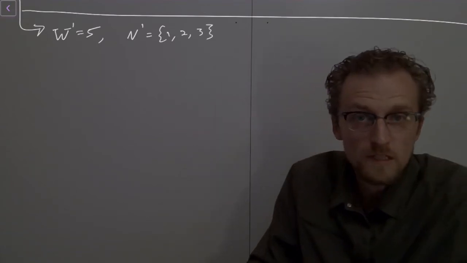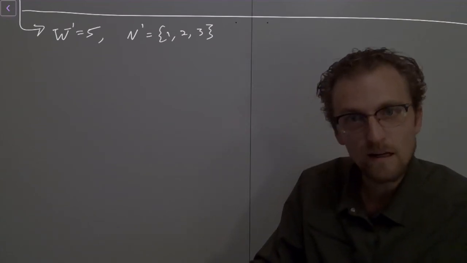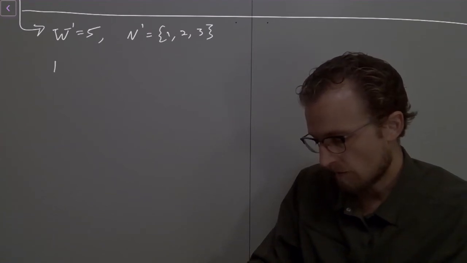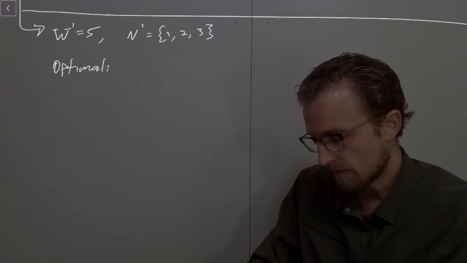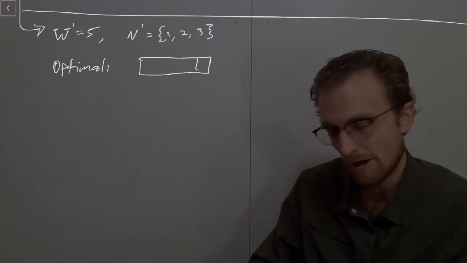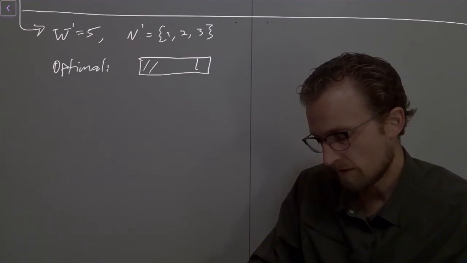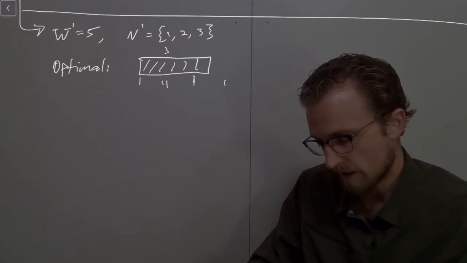And so it's a fully specified knapsack problem. It has an optimal solution. We reasoned about the optimal solution last time. So my optimal solution is just item 3, right? If you don't remember why, look in the last video. So just item 3 with a weight of 4 and then 1 unit of empty space.